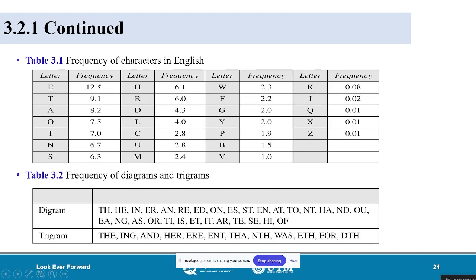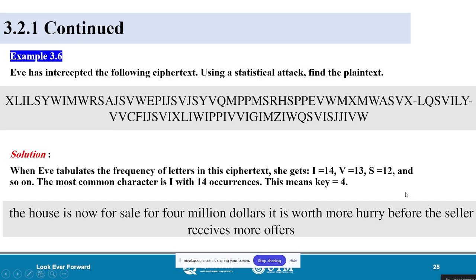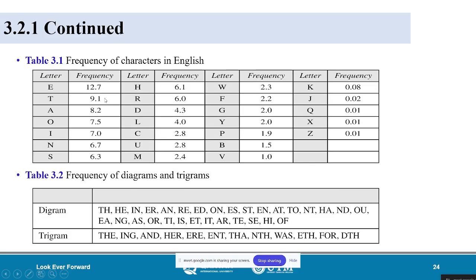Why? Because E is the highest frequency. Now the second highest, at 9.1, would be T. In this case, V is 13. Okay. However, we will choose the first one. However, if it was not the first one, we will try with the second highest.